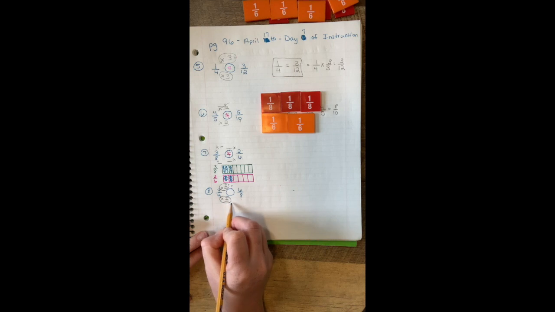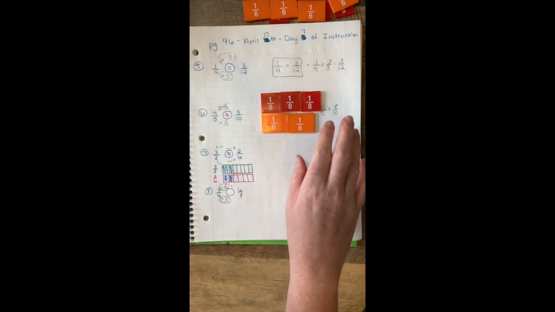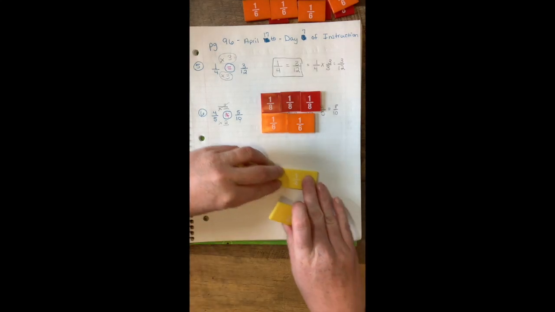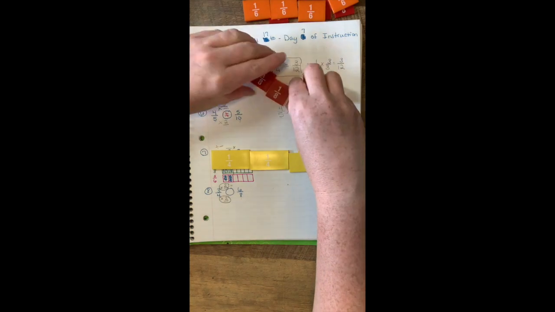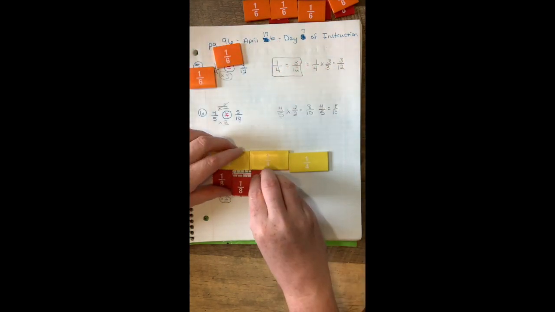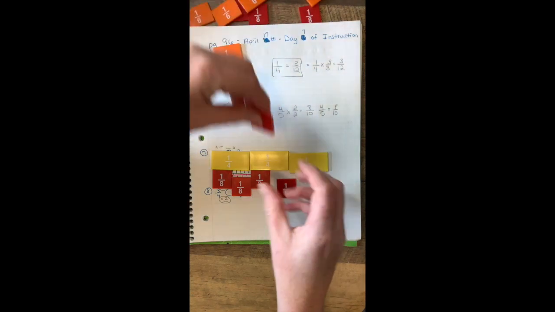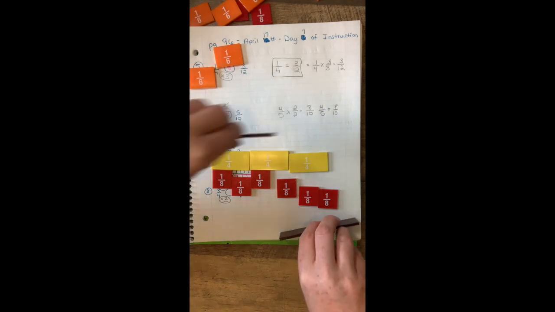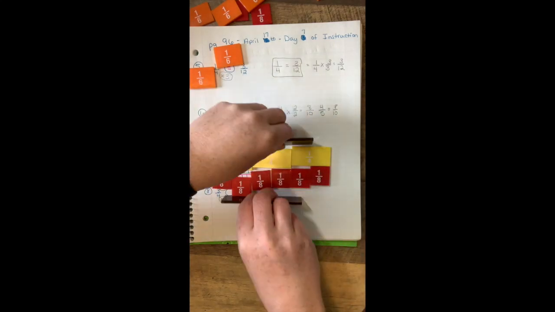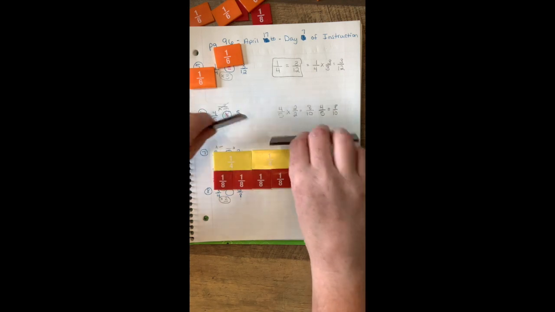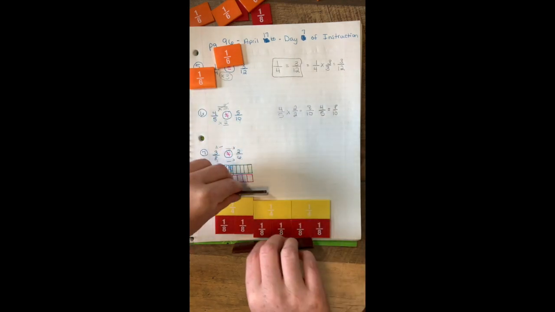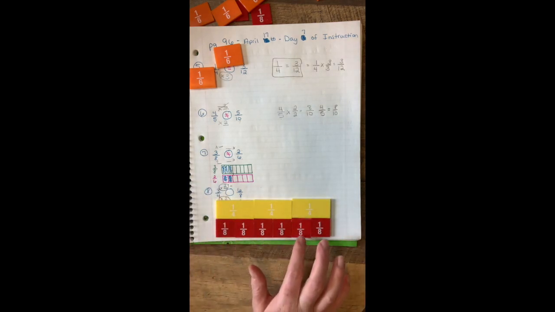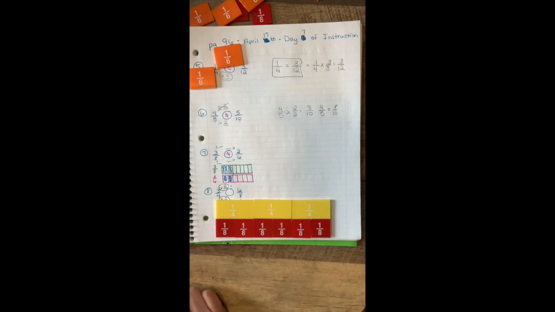Excuse me, to 6/8. Now, I said I wasn't going to use fraction tiles, but I just would like to show you 3/4 and 1, 2, 3, 4, 5, 6/8. Make sure they are lined up. Are they equivalent? Yes, they are. They are the exact same size. 3/4 is equivalent to 6/8.